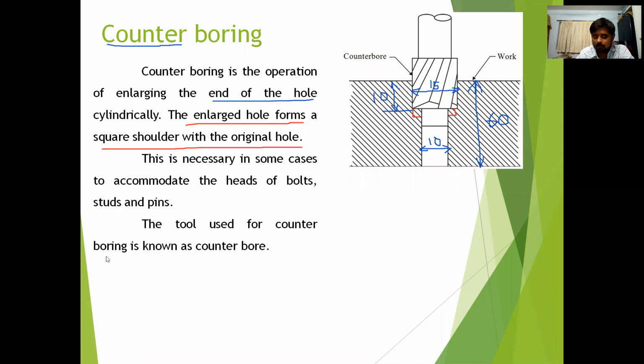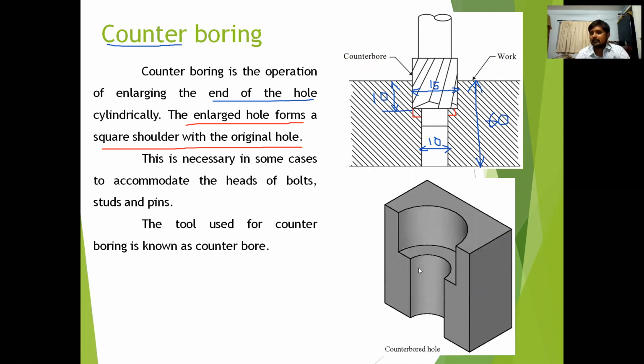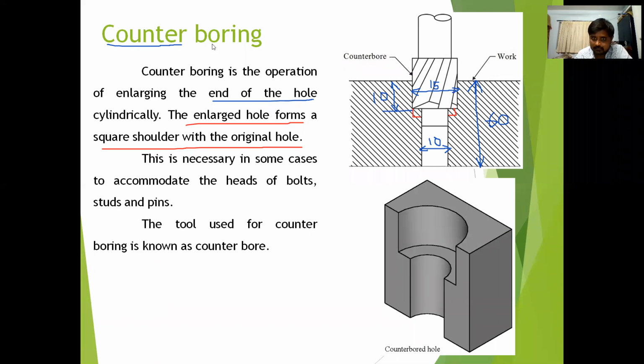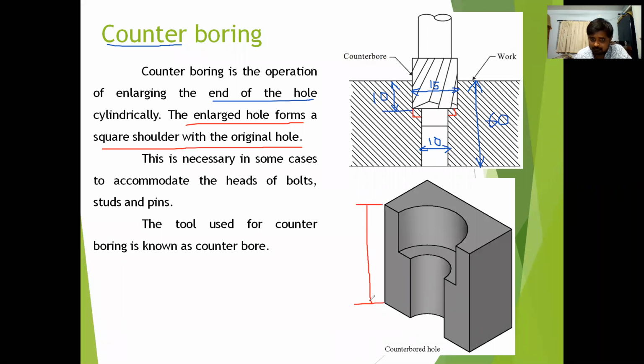The tool used for counter boring is known as the counter bore tool. You can observe here, as already explained, let's say the depth of the complete hole is 60 mm. So already we made a 60 mm depth hole with a diameter. This is the diameter of the hole, which is already drilled using the drill bit. The diameter of the hole is 10 mm.